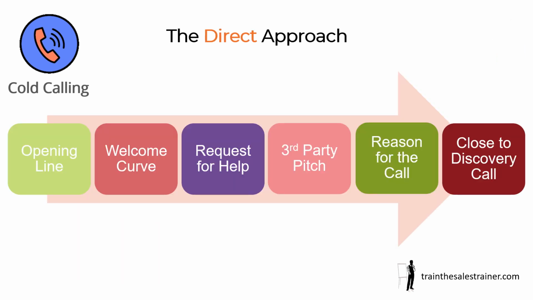The direct approach. The direct approach is a cold call structure that misses out the pleasantries. It has 6 stages and it's designed for the sales rep who, let's say, has a no fluff approach. The 6 stages are the opening line, the welcome curve, a request for help, a third-party pitch or a 30-second commercial, a reason for the call, and close to discovery call.